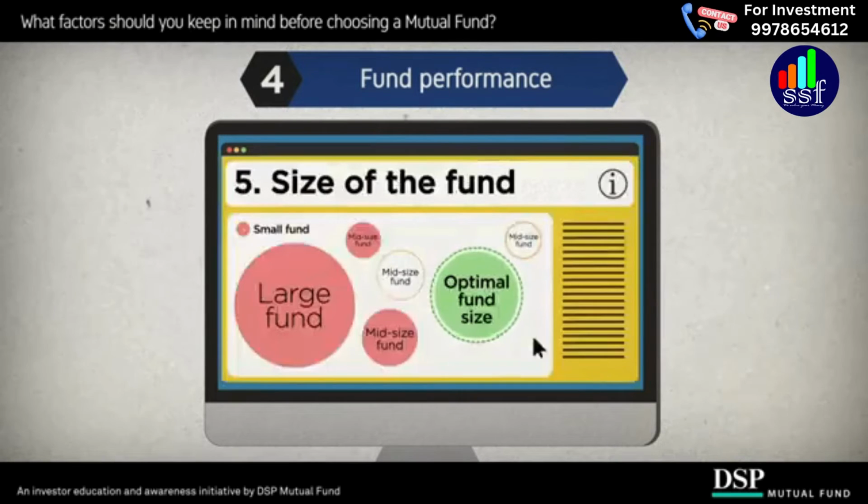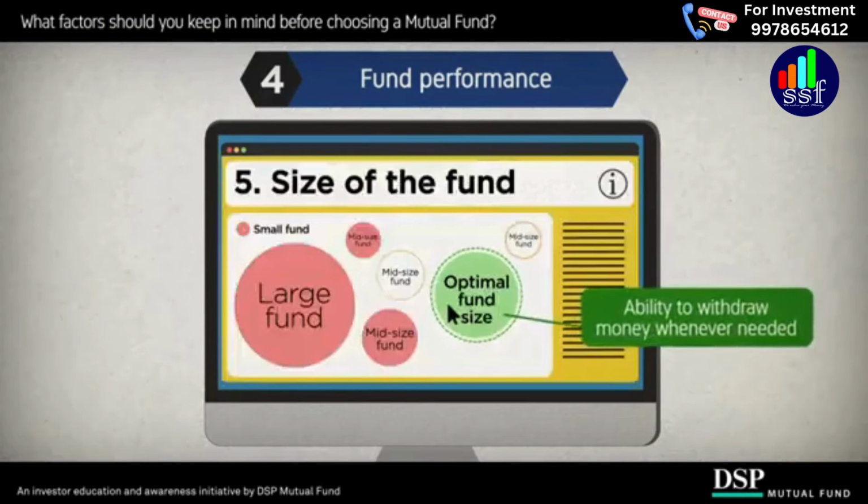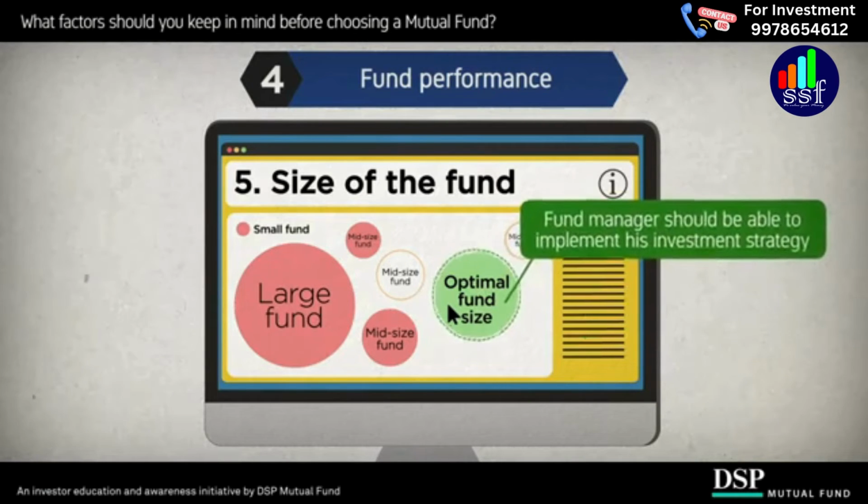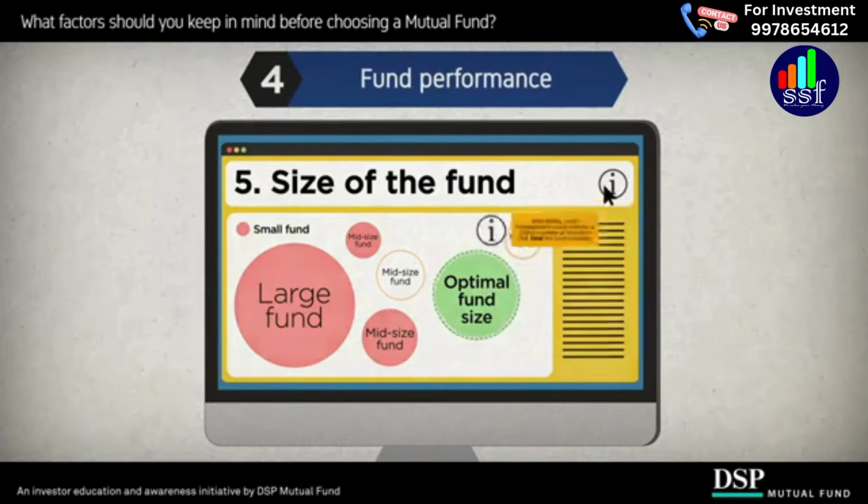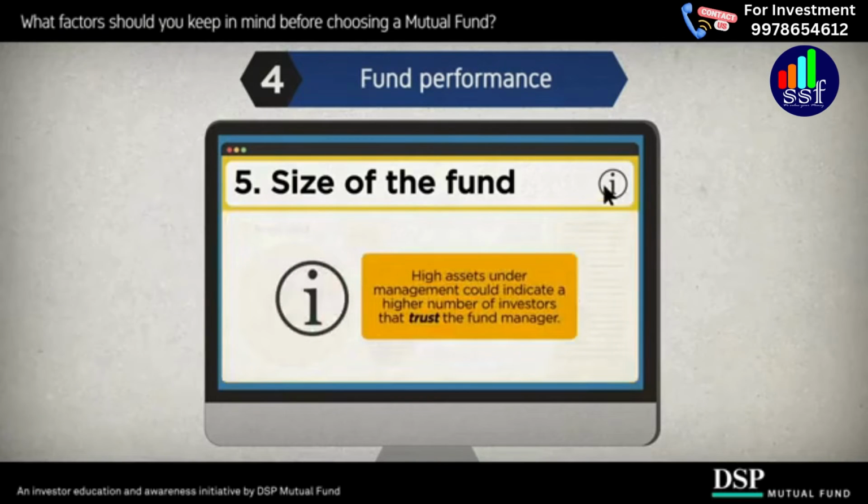The fund should be large enough for you to be able to liquidate your investment whenever you need to, and also for the fund manager to implement his investment strategy effectively. Generally, high assets under management indicate a higher number of investors that trust the fund manager of that fund.